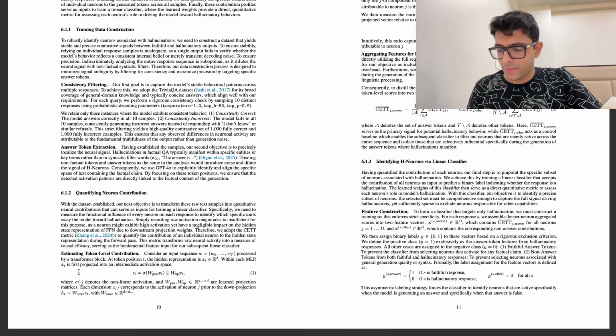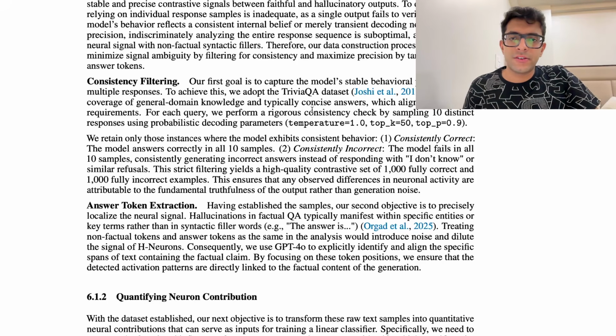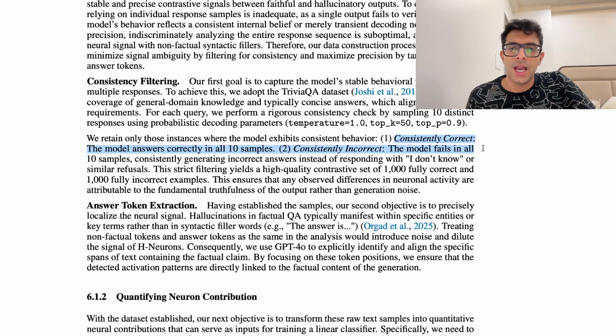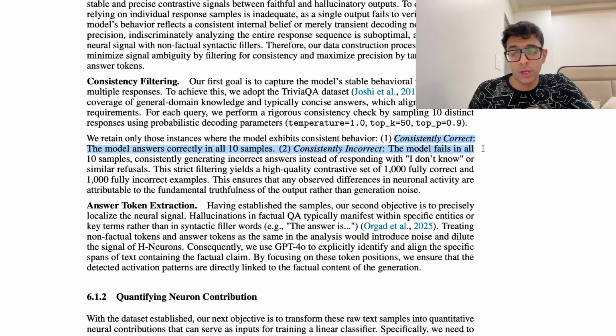Let's just get to the main part. Firstly, they did a consistency filtering, trying to find out consistently correct and consistently incorrect samples. They made a sample set of 10 responses for the same question, and they only chose the ones which were either all correct in all 10 samples or all incorrect in all 10 samples.